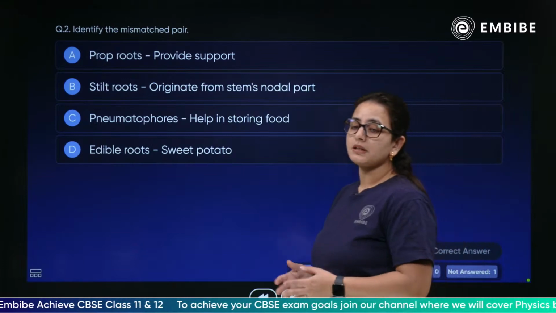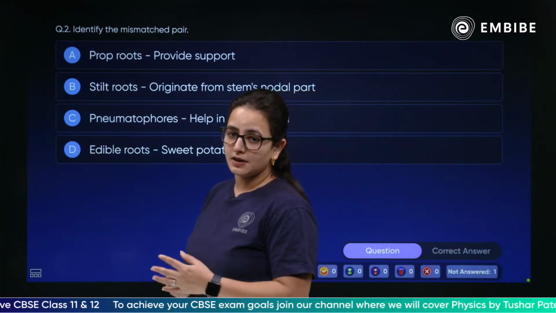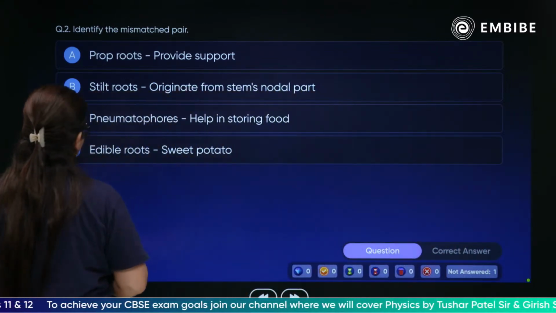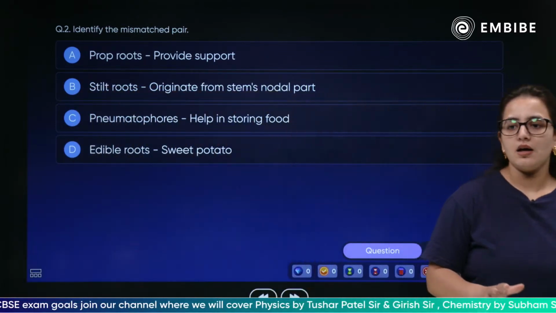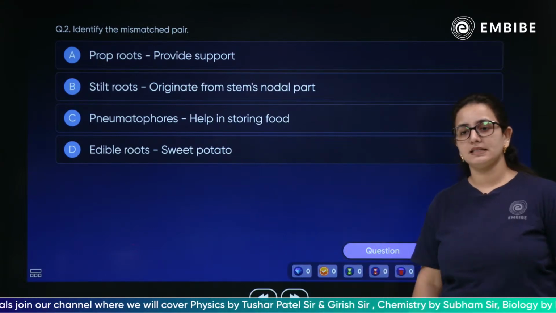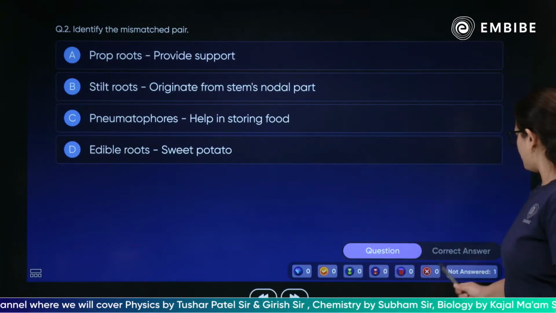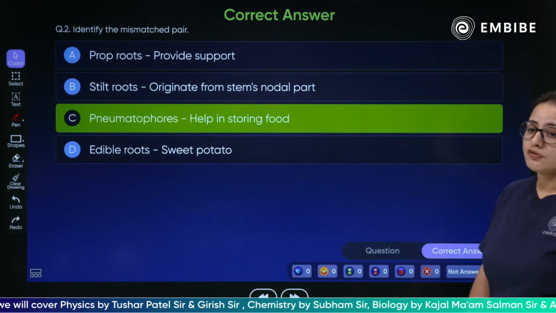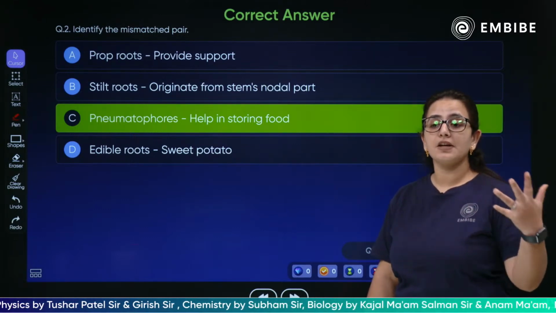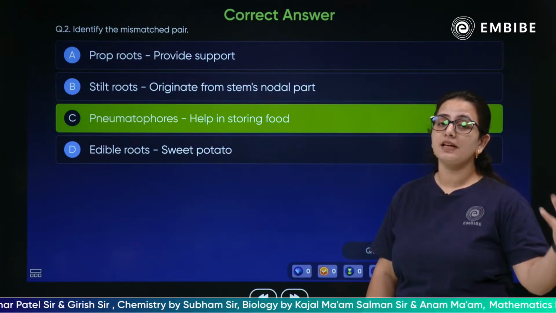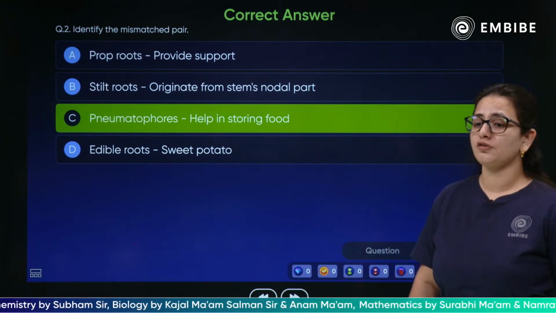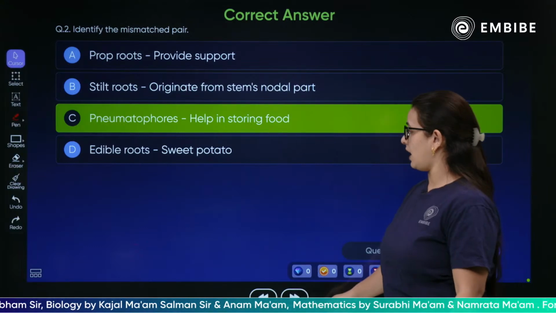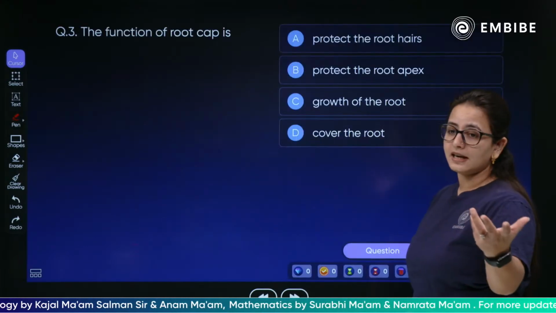Which among the following is a mismatched pair? Prop roots, stilt roots, pneumatophores, edible roots. Which among them is a mismatched pair? Very simple, children. The answer would be the pneumatophores, because these are respiratory roots which are present in the trees and plants growing in marshy areas. They are not for the storage of food. So the answer is the one which is incorrectly paired.